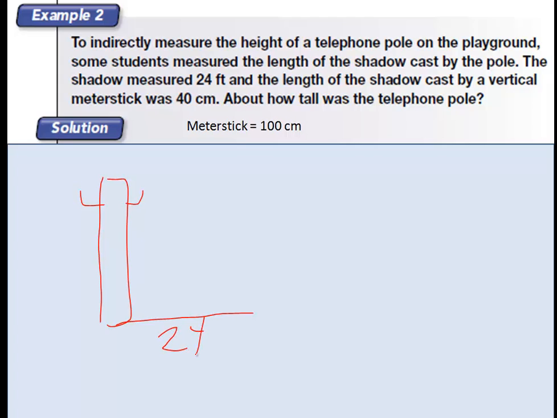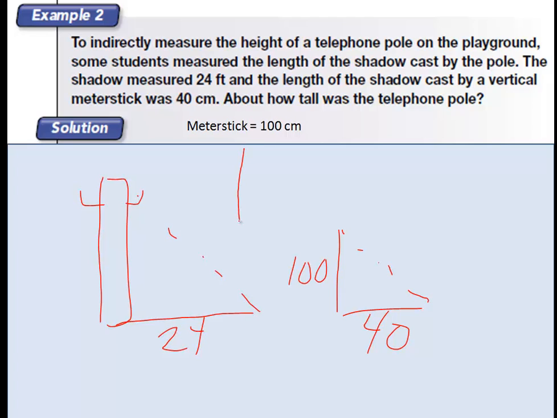And the length of the shadow cast by a vertical meter stick, so here's my meter stick, was 40, and it casts a shadow of 40. You also have to know that a yardstick, a meter stick, measures 100 centimeters in height. So now we have it set up, and here are our shadows. So now we can set it up in such a way that we can cross multiply.